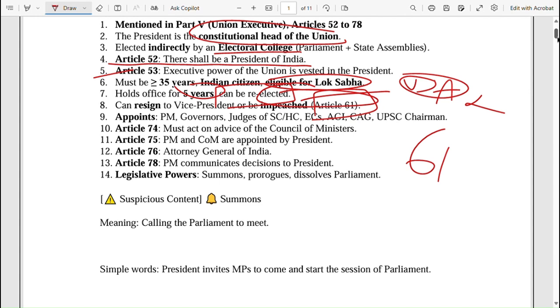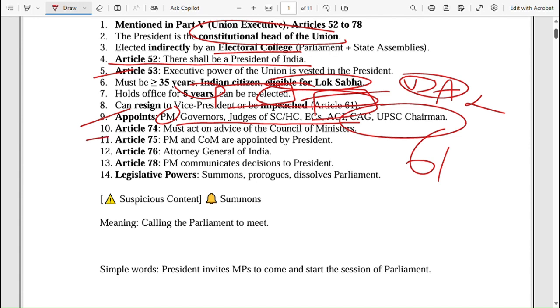Then, what are the powers and role of the President? He appoints the Prime Minister, Governors, judges of the Supreme Court and High Court, the Election Commissioner, the Attorney General of India, the Comptroller and Auditor General, and the UPSC chairman. All these posts are appointed by the President.